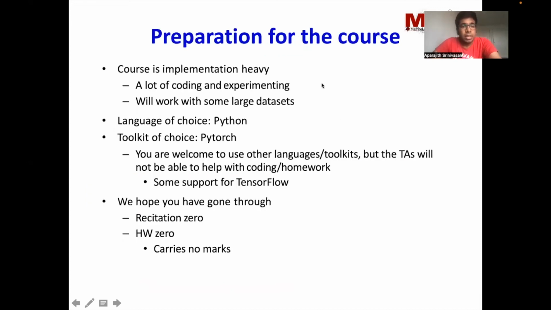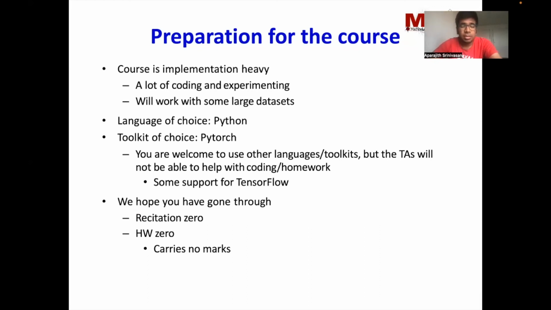So, preparing for the course. The course is implementation heavy. There's a lot of coding. You'll need to do a lot of experimentation on a lot of models to get to the medium or high cutoff. You'll be working on large data sets from Kaggle. So it's just to warn you beforehand.